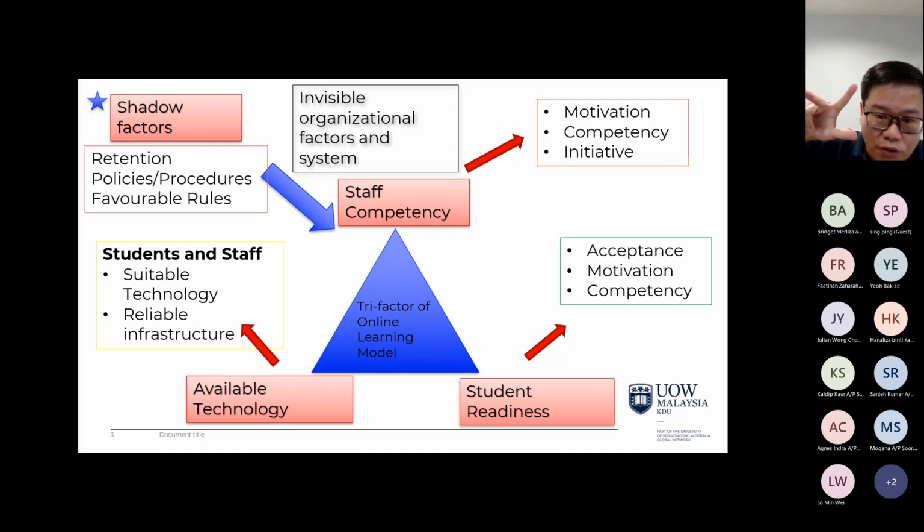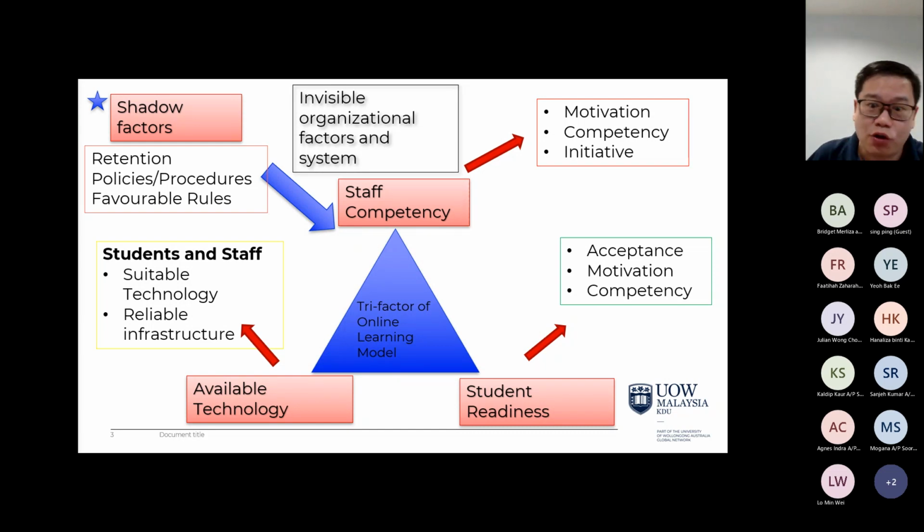So there are these three prongs over here. Okay, you take away any one of these and online learning will be impacted. Definitely it will be impacted. You can take away technology, you can have the other two, it will be impacted. So for us, we need to ensure that all of these three are there, right? You and me as educators.